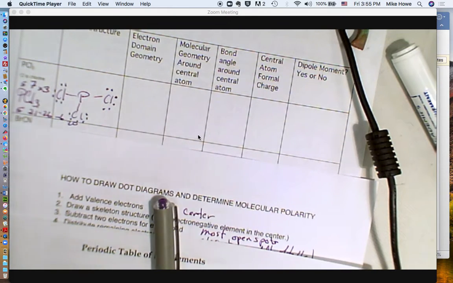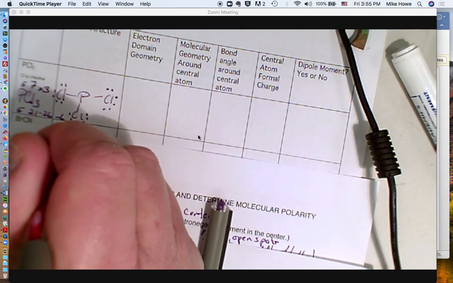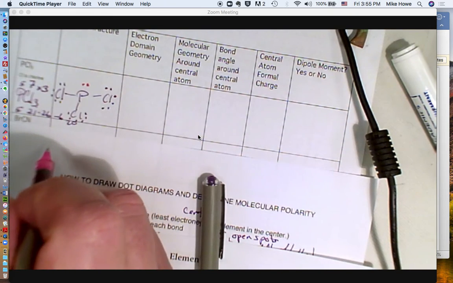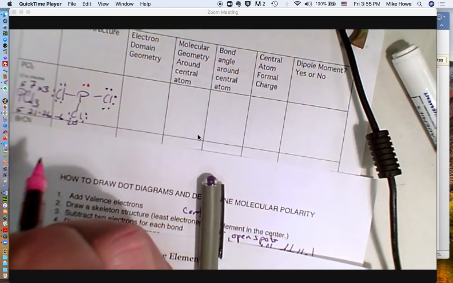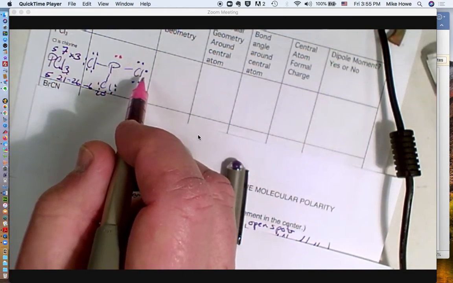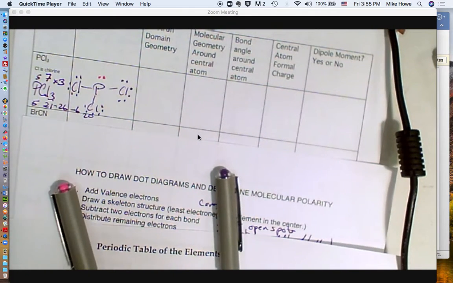So if you double check, I've put in 2, 4, 6, 8, 10, 12, 14, 16, 18 of the 20, so the other 2 can go right there. Now everything has 8 electrons around it. The P has 8, the Cl has 8, and we're all happy. So now you're ready to talk about the electron domain geometry and so on.